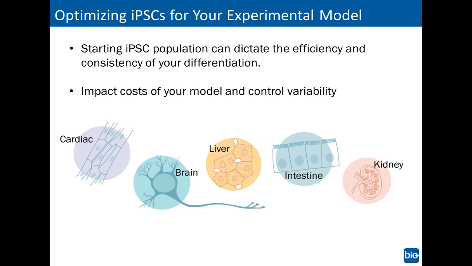So to summarize the last few slides here, really optimizing your iPSCs for your experimental model starts with making sure that your iPSC population is optimized and efficient. So this can really dictate the downstream efficiency and consistency of your differentiations, and can have substantial impact on the costs of your model, and really help control variability.